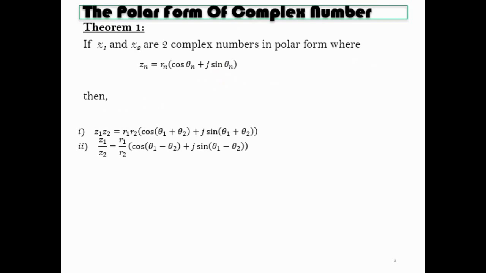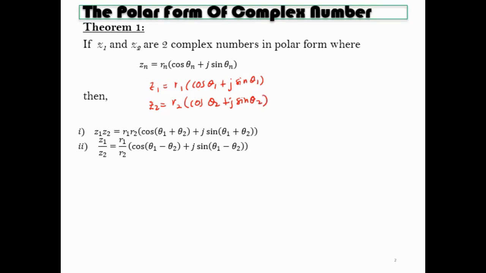Now we want to do operations in polar form. If we have Zn equal to Rn, bracket cos theta n plus j sin theta n. So Z1 will be R1 cos theta 1 plus j sin theta 1, and Z2 will be equal to R2 cos theta 2 plus j sin theta 2.